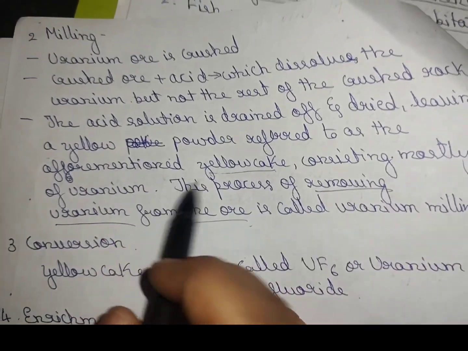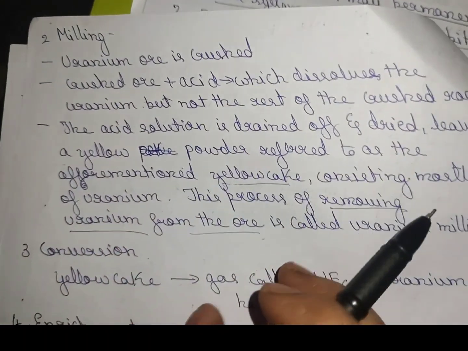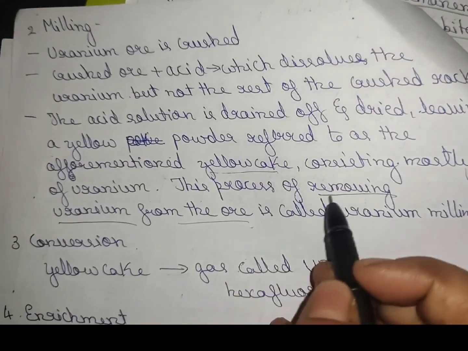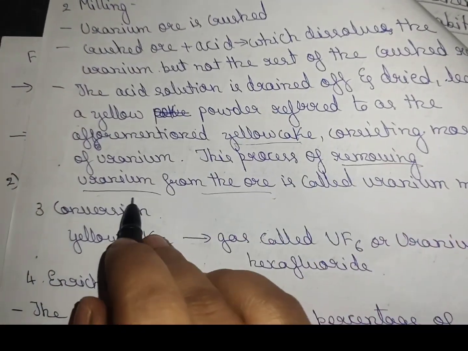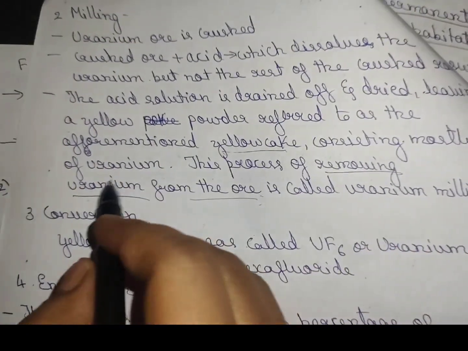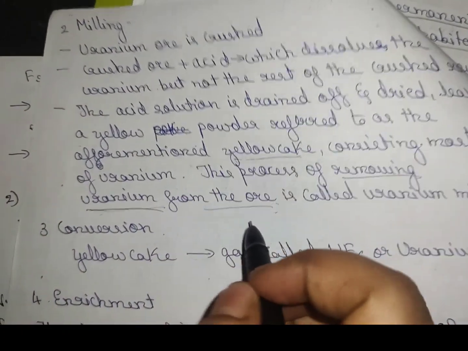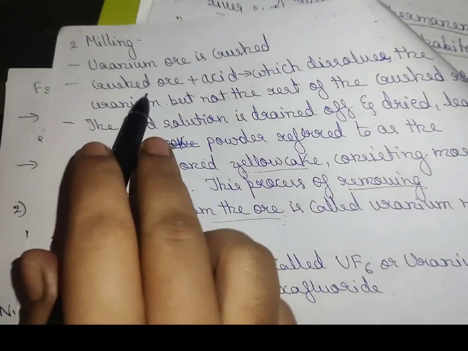This process is done to remove the other content so that only uranium is left. This process of removing uranium from the ore is called uranium milling. So here we get pure uranium from the uranium ore.